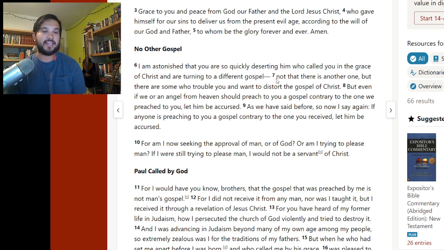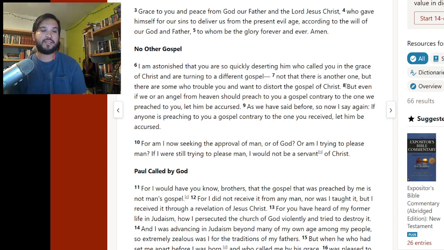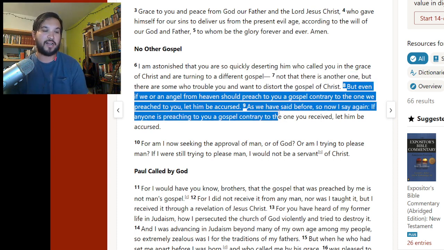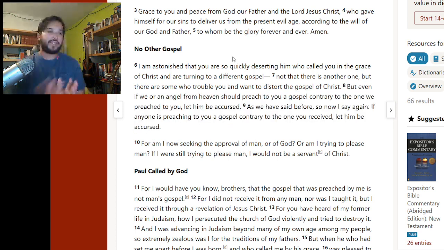And then he says this, which is sort of a parenthetical note, a note he adds in under his breath: not that there is another gospel, but this is sort of a contrast. He's saying you have turned to another gospel, but then he says something else to elaborate: not that there is another gospel, but that there are some who trouble you and distort the gospel. And then he moves into this: "But even if an angel should preach a gospel contrary to him, let him be accursed." And then he sort of repeats it here. So we have a little bit of a twist and turn here, and I think that would be good to bring to the forefront.